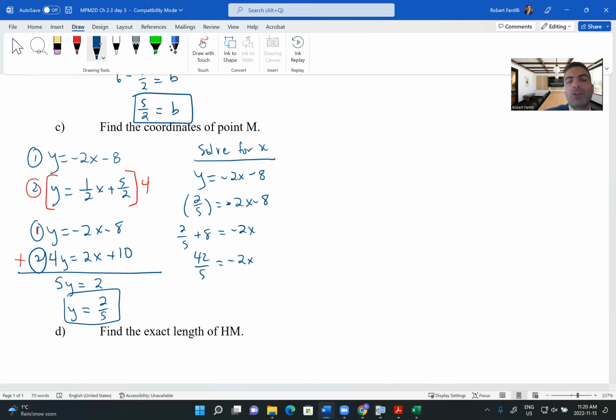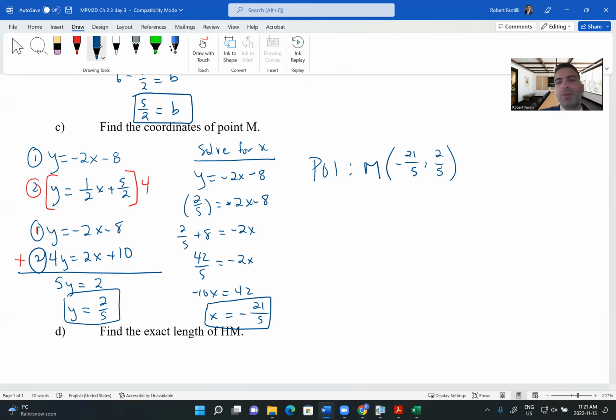At this stage, I like to cross multiply or multiply both sides by 5, whatever makes you feel warm and fuzzy inside, whatever you like better. So negative 2x times 5 is negative 10x, and 42 times the invisible one is 42. If I divide both sides by negative 10, I'm going to end up with 21 over 5 because it gets reduced. Okay, so I found my x value is negative 21 over 5. And so we have our coordinate, our POI, or really point M, and the coordinate is negative 21/5, 2/5.